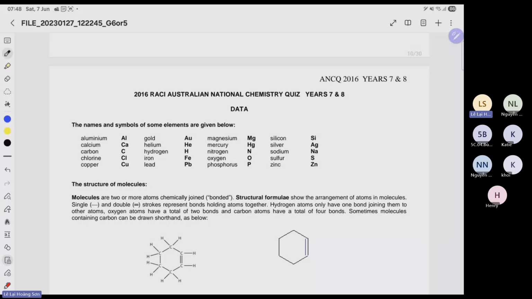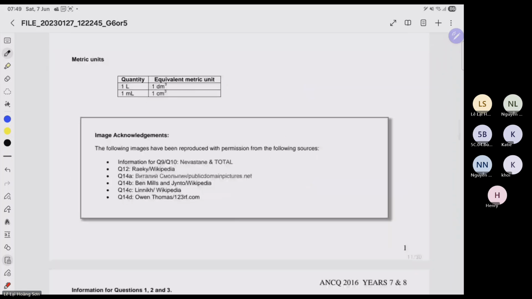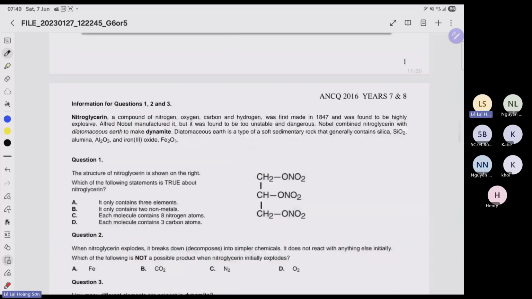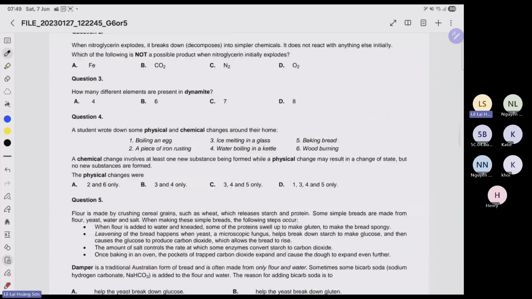I only received 3 responses. I'm just gonna take a look at the question that you asked for. All right. I'm not gonna answer all of them. Anyway, for the year 2016, the first one is question number 3. How many different elements in dynamite?